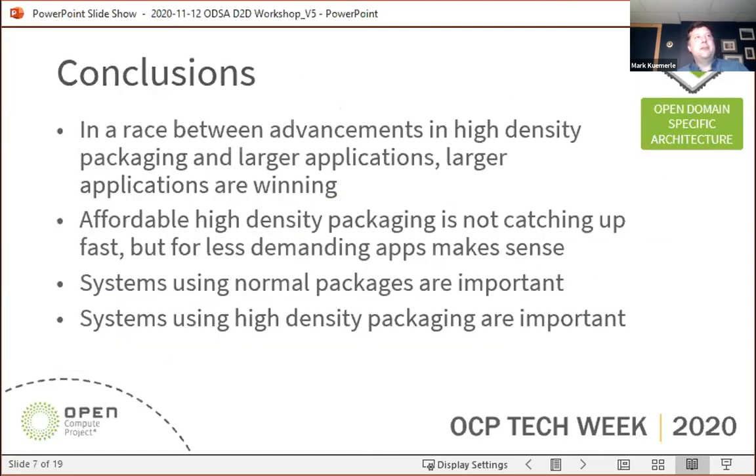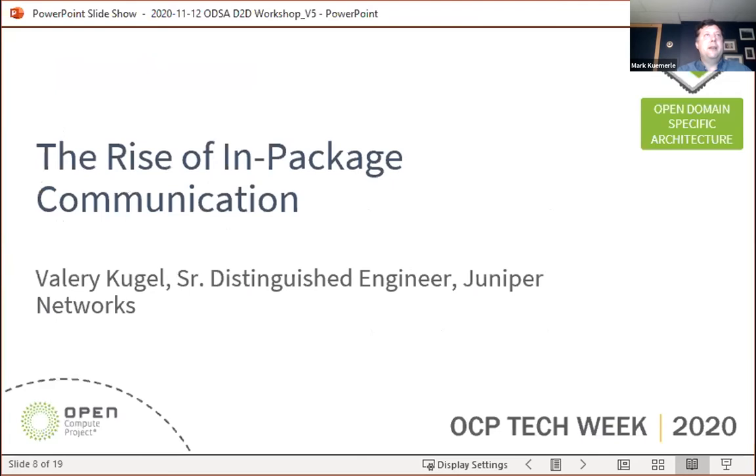So my conclusion, before I hand it over to Valerie, is that in the race between advancements, larger applications are winning over our ability to implement really complex packaging to put them together, and that affordable high density packaging, which I think is very, very interesting, and we all need so that we can drive some of these chiplet-based systems, isn't catching up fast enough to meet the very highest end applications. So my conclusion that I wanted to share with the community today is that it's really important for us to look at both systems that use normal packaging and systems that use high density packaging, and having standards-based solutions in this variety of technologies is really important for us as a community. With that, I want to hand this over to Valerie to share your perspective on in-package communication.